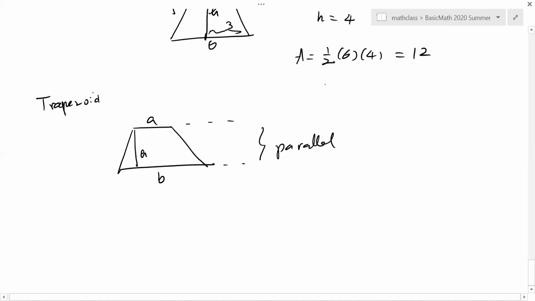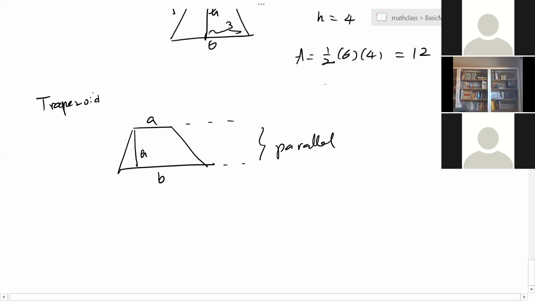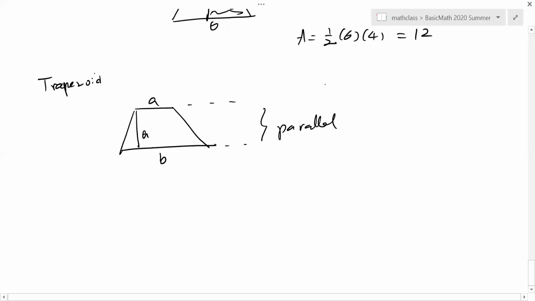Now, of course, you already learned the formula somewhere, and then you can give me the answer, right? But we can derive the formula. Okay, how do you do that? Well, you duplicate the trapezoid and then put it together like that.